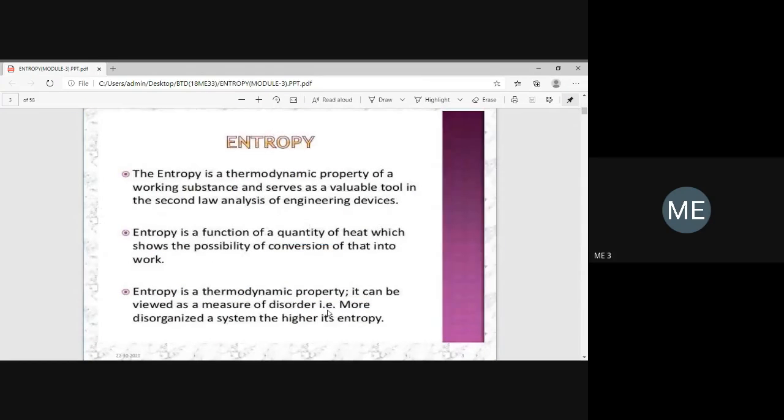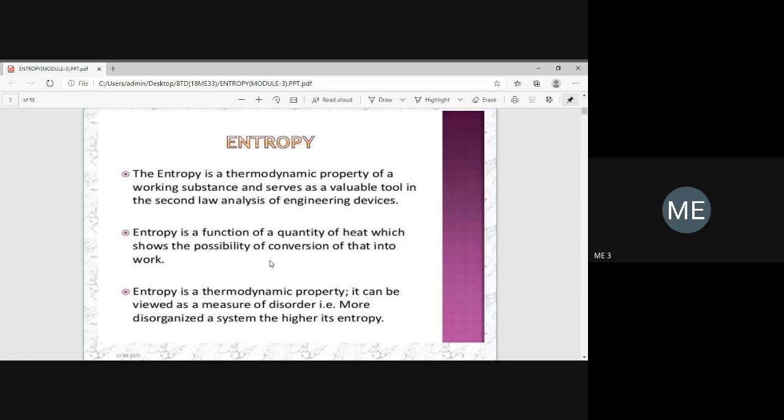So first, you should know the entropy. We already know the first law of thermodynamics gives rise to a new definition called the internal energy. Like that, the second law of thermodynamics gives rise to a new definition called the entropy. Like other thermodynamic properties, pressure, volume, temperature, etc., entropy is also a thermodynamic property of a working substance. And it is a valuable tool in second law analysis of engineering devices.